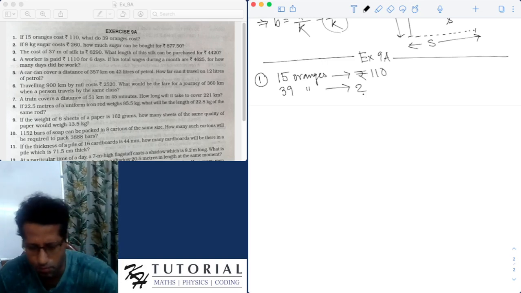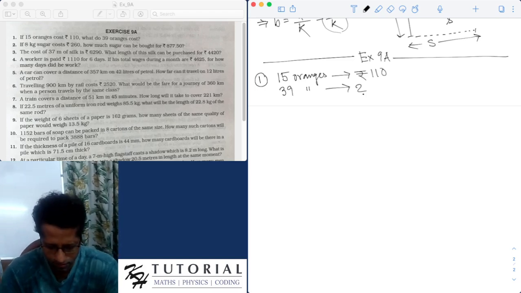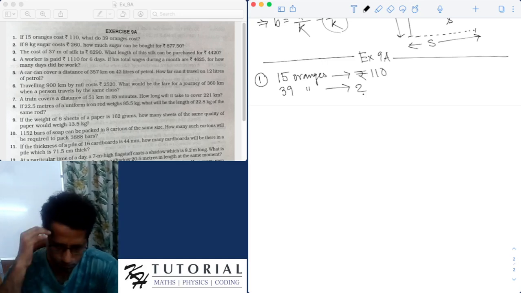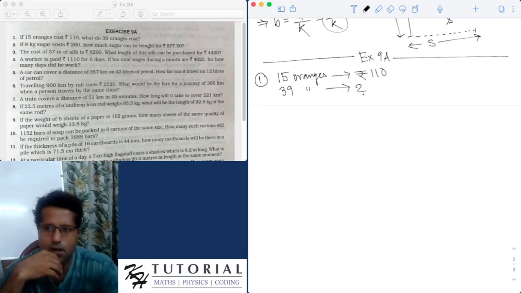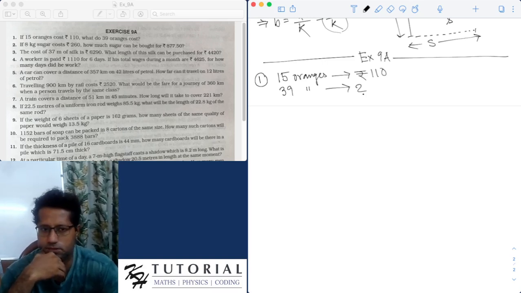are in direct proportion. That is, if you increase the number of oranges, the cost will increase, and if you decrease the number of oranges, the cost will decrease. Conversely, you can say, if you have more money, you will have more oranges, and if you have less money, you will have fewer oranges. First, you have to understand this very clearly.